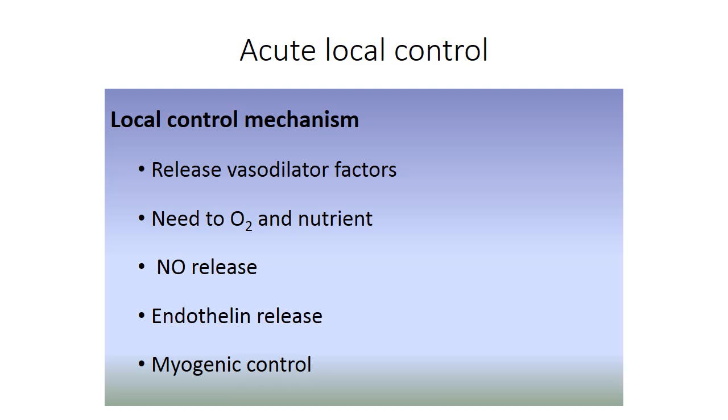Let's explain more about acute local control of blood flow. During acute local control of blood flow, these mechanisms are seen. First, release of vasodilator factors, and the need for oxygen and nutrients, could regulate local control. Nitric oxide release and endothelin release occur during local control. And the last one is myogenic control, which is because of contraction of myocytes.